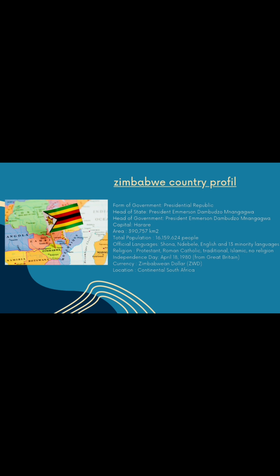Total population: 16,115,624 people. Official languages: Shona, Ndebele, English, and 13 minority languages. Religion: Protestant, Roman Catholic, Traditional, Islamic, and non-religious. Independence Day: April 18, 1980, from Great Britain. Currency: Zimbabwe dollars. Location: continental Southern Africa.